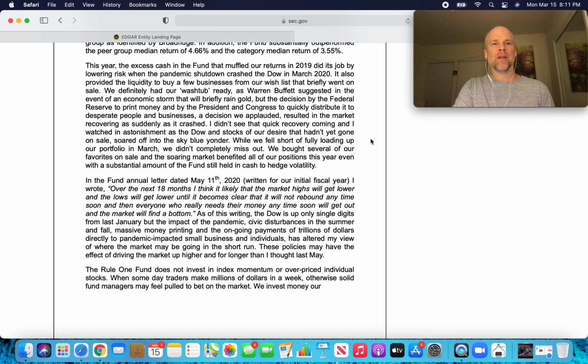But the decision by the Federal Reserve to print money and by the President and Congress to quickly distribute it to desperate people and businesses, a decision we applauded, right, that needed to happen, resulted in the market recovering as suddenly as it crashed. I didn't see that quick recovery coming, and I watched in astonishment as the Dow and stocks of our desire that hadn't yet gone on sale soared off into the blue sky yonder.